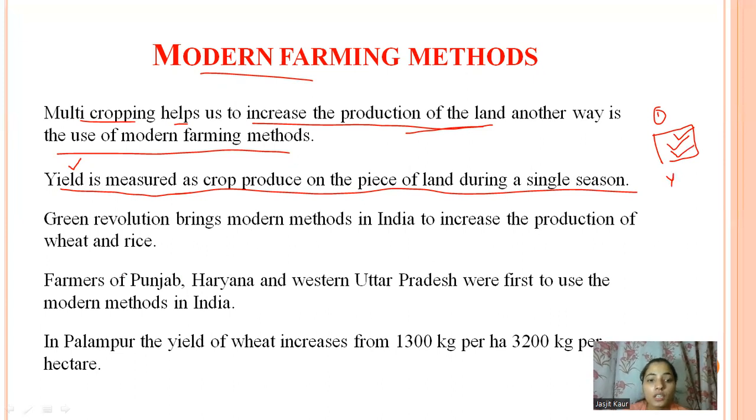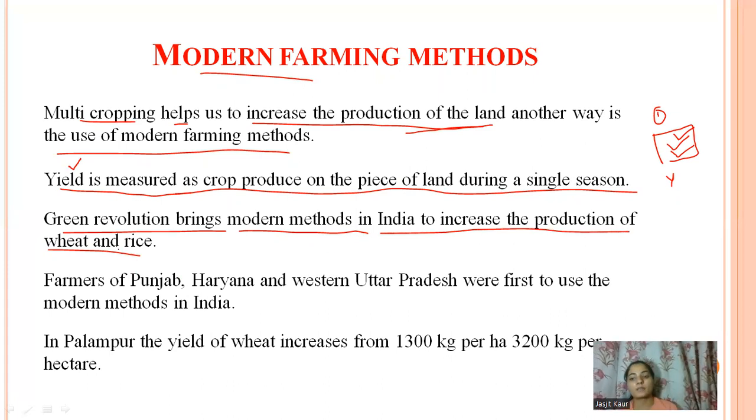Okay. So the green revolution brought modern methods to India to increase the production of wheat and rice. We know that. So first tell me in which year the green revolution came to India. What was the year? Yes, very good. So in 1960, or we can say 1965, basically it is considered as the 1960s. So in the 1960s, the green revolution came into India, where we are using HYV seeds.